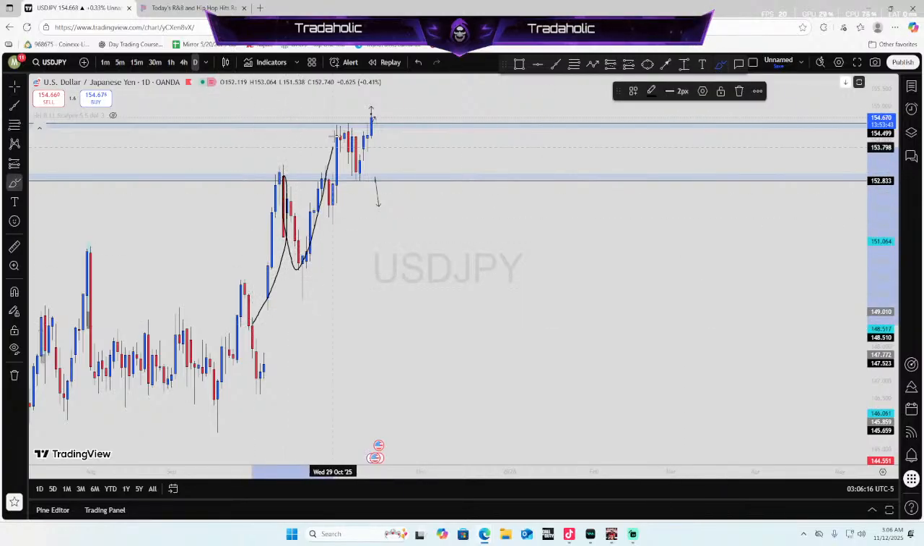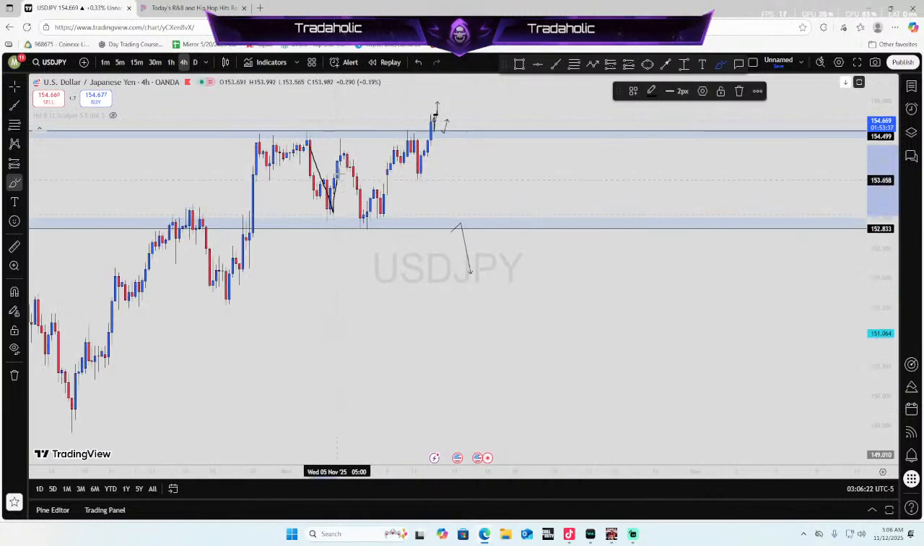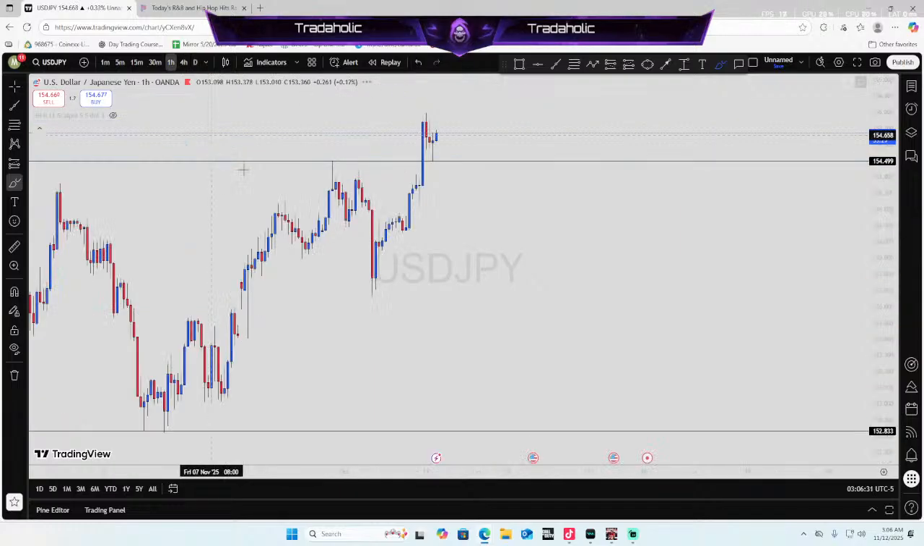As you can see, we're making clear higher highs and higher lows. Right, buyers are definitely in control. But on the 4-hour time frame, buyers are in control as well. Price equal lows, price broke above these highs, and we have a higher high, higher low, and then another higher high on the 4-hour time frame. So we're bullish on that time frame as well.